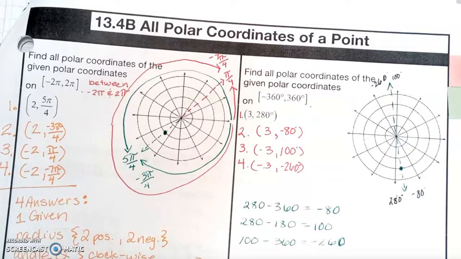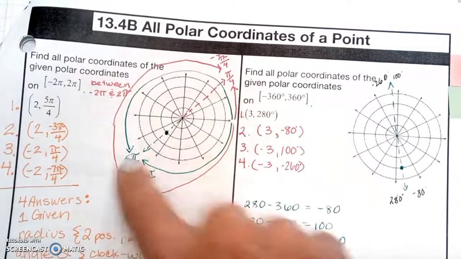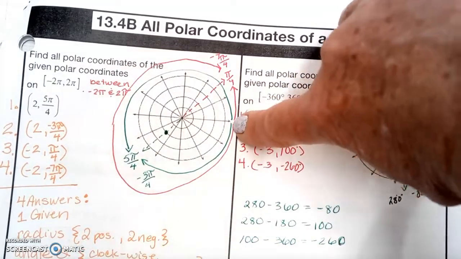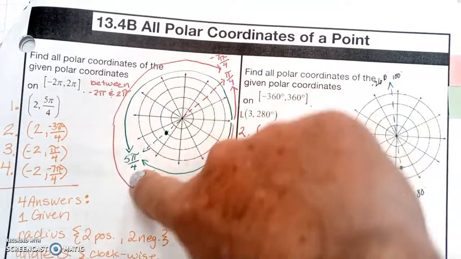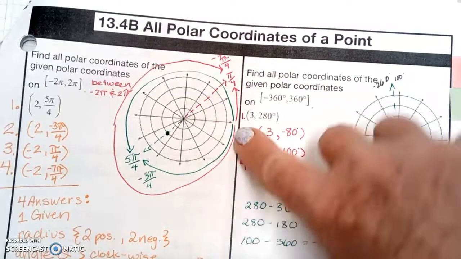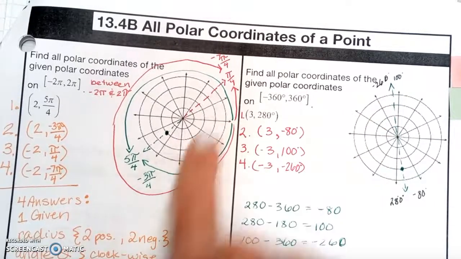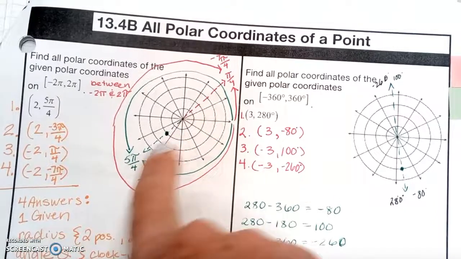All right. So the first one, the 5 pi over 4, is counterclockwise, right? So what would get us clockwise to that same spot? So if we went 5 pi over 4 this way, we would go negative 3 pi over 4 this way and 2 units. So these two are right here, okay?